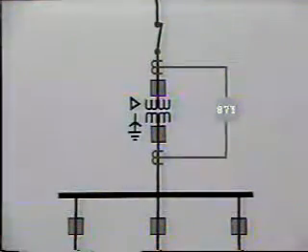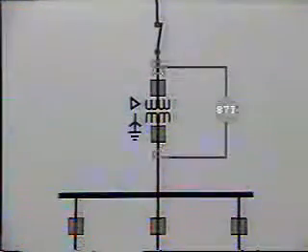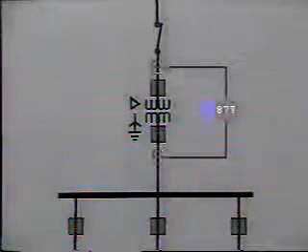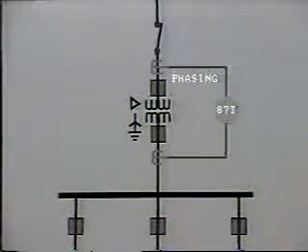Let's move on now to look at CT connections. The differential protection must compensate for any shift in phase across the transformer. This is achieved by careful connection of the CT secondaries. This action is known as phasing.